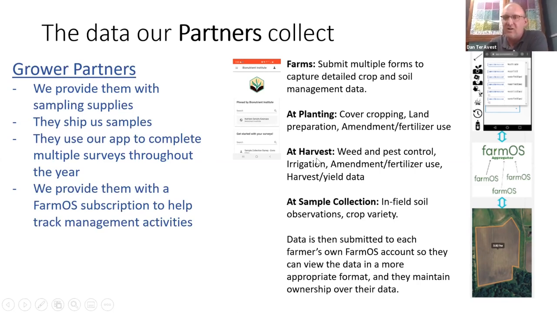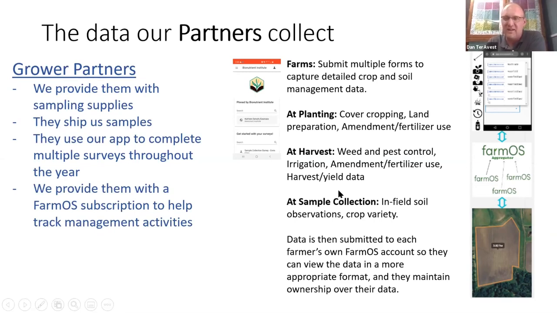Then at harvest, they complete another survey. And this one is really more focused on what weed and pest control measures did you use throughout the year? What kind of irrigation regime, if any, did you use? Again, any fertilizers or amendments that were added during the growing season, and other harvest and yield data.